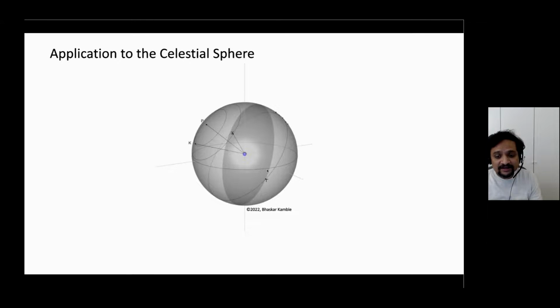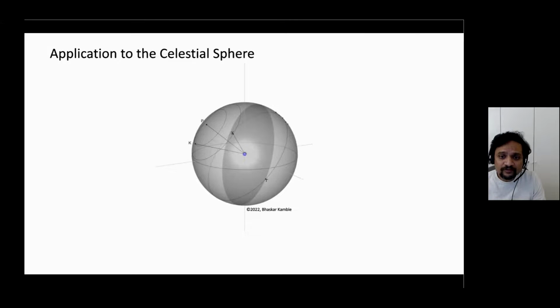Another thing is that this point gamma is the intersection of the ecliptic circle and the celestial equator. And this point is known as the equinox. So there is one point of intersection here and another point of intersection on the other side. So this point is known as the equinox, as mentioned.